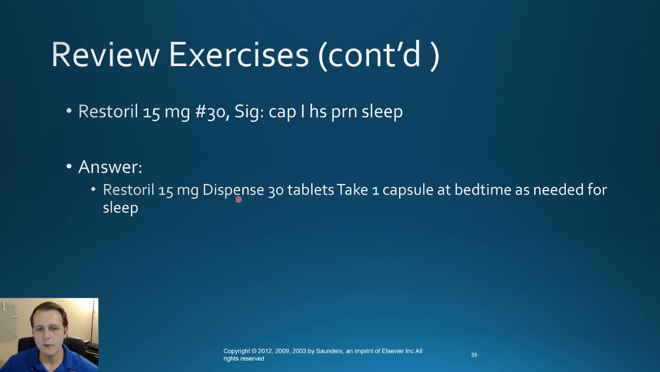Anyway, we're dispensing 30 capsules. Take 1 capsule at bedtime, and then that PRN means as needed. And you want to make sure you tell the patient what it's as needed for, and in this case here, it's as needed for sleep.